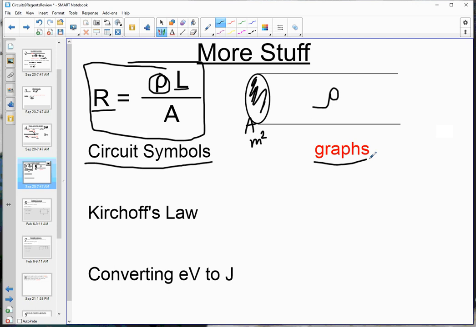Before we leave this equation, we should talk about the graphs. You can graph R versus L and R versus A. R versus L and R versus cross-sectional area. Now, we already have the equation written down. Why don't you pause the video, think for a moment, and sketch out what you believe the two graphs would be for R versus L and R versus A.